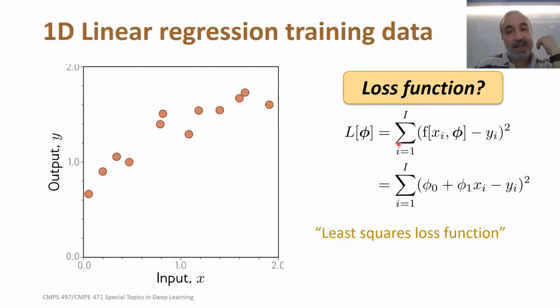So over all training examples, for each one, we compute the predicted value minus the actual value. This is like an error for one example. Square it, that's why it's least squares, and sum over all training data. That will give us one value, which is the loss for a specific model. How do we know that it's a specific model? Because we are using specific parameters here. Phi is specific parameters indicating one model.